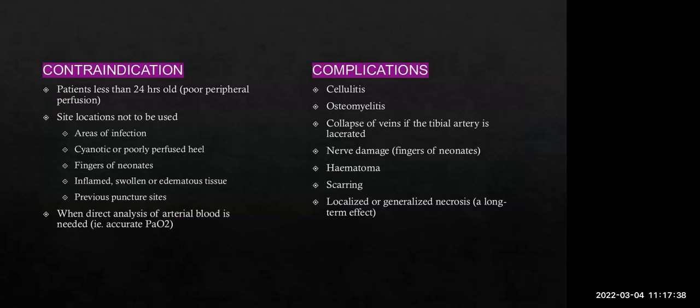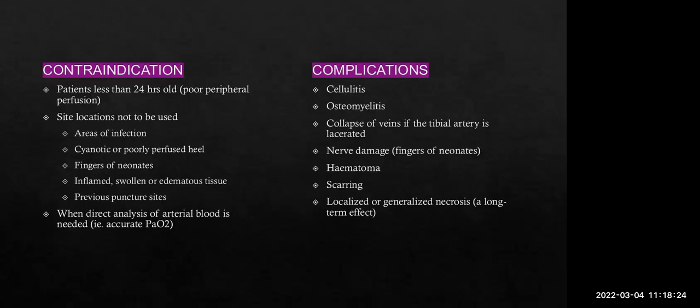CBG is contraindicated in patients less than 24 hours old, or with poor peripheral perfusion. And then site locations not to be used are areas of infection, cyanotic or poorly perfused heel, and fingers of neonates because it can cause nerve damage and there is less tissue in neonates. Also inflamed, swollen or edematous tissue, and previous puncture sites. And also contraindicated when direct analysis of arterial blood is needed, really in very sick neonates, because we want an accurate partial pressure of oxygen.